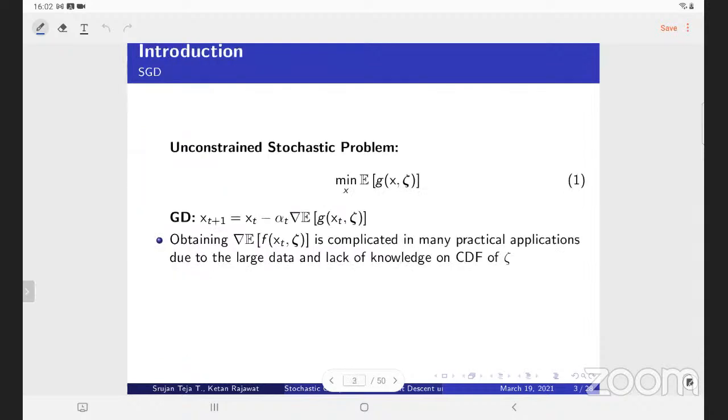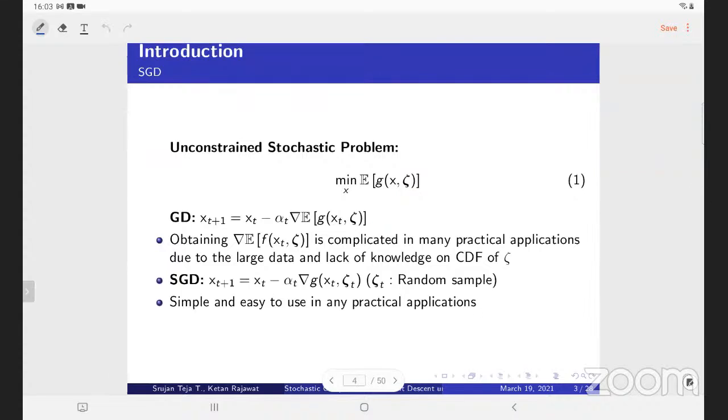Okay, moving on. Let's consider an unconstrained stochastic problem as follows, which is an expectation function with respect to a random variable zeta. And when we want to solve this problem, the first algorithm that comes to our mind is gradient descent. The gradient descent update step is well known. This one is the update step. And to implement this gradient descent algorithm, one has to find the true gradient at every time instant, which is very difficult because the distribution of this zeta is unknown at this stage. So there is no way of finding this expectation value, the gradient of the expectation value.